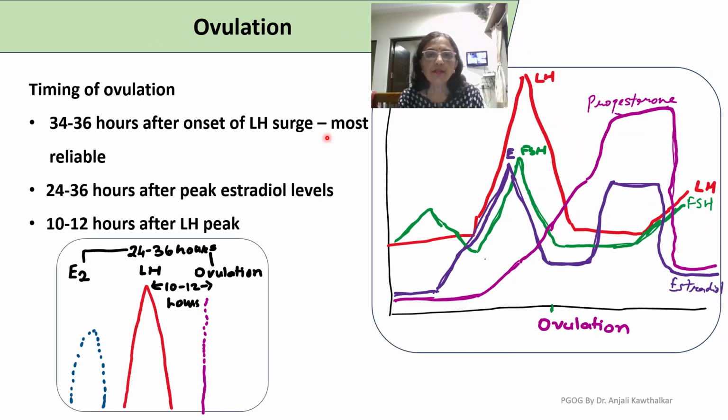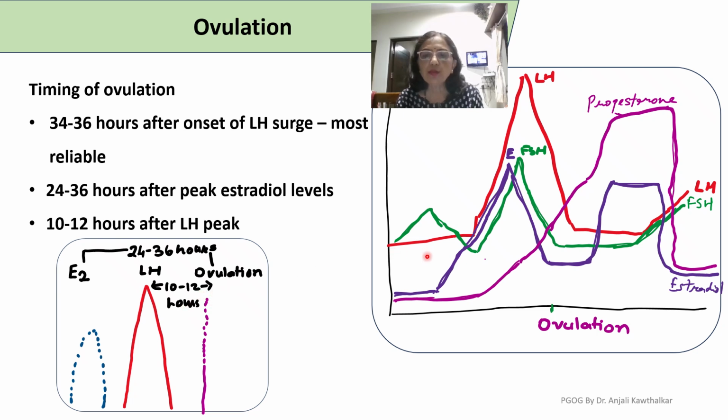Now the important event is ovulation. Timing of ovulation is 34 to 36 hours after onset of LH surge. It is the most important reliable indicator. Ovulation occurs 24 to 36 hours after peak estradiol level, and 10 to 12 hours after LH peak. Here, as you can see, this is the estradiol peak. 24 to 36 hours later, ovulation takes place, whereas after the LH peak, usually 10 to 12 hours later, ovulation takes place.